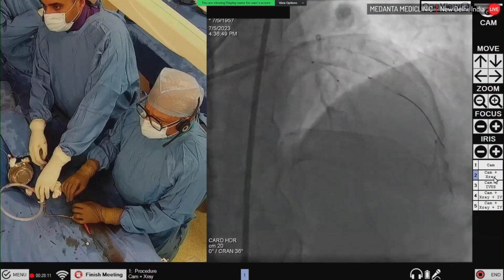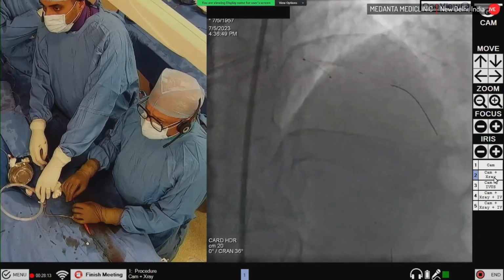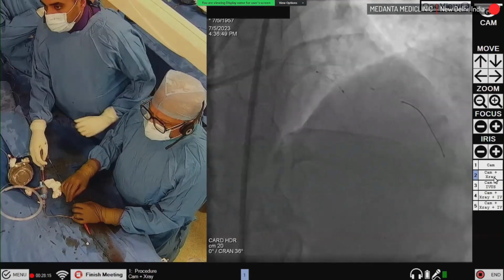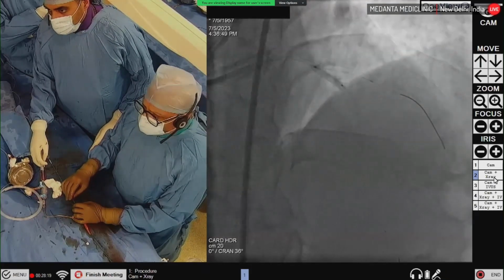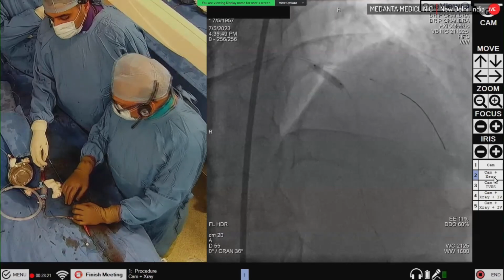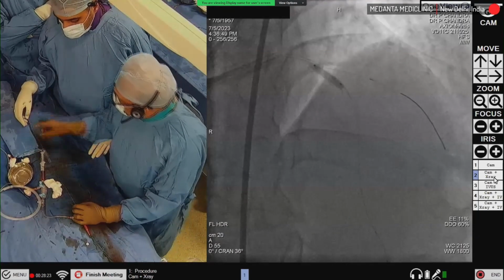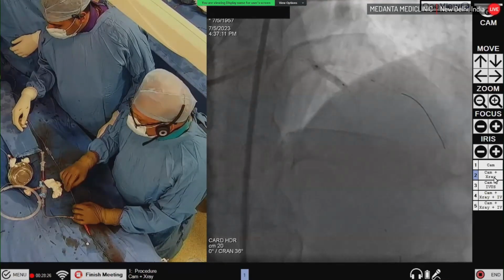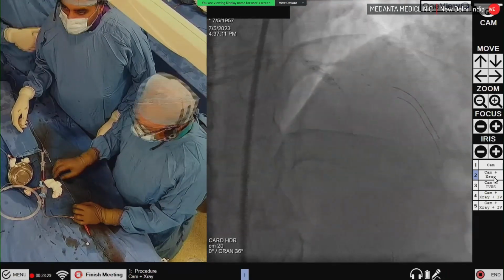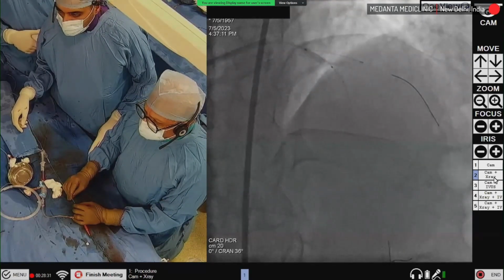Check, please. This is looking all right. Okay, go up. 1, 2, 3, 4, 5, 6, 7, 8, 9, 10, 12, 14, 16. So we are going up to 16 atmospheres. How much is the size with this Wolverine now? Deflate, please. It is almost 3.3. Show me the distal wire, please.